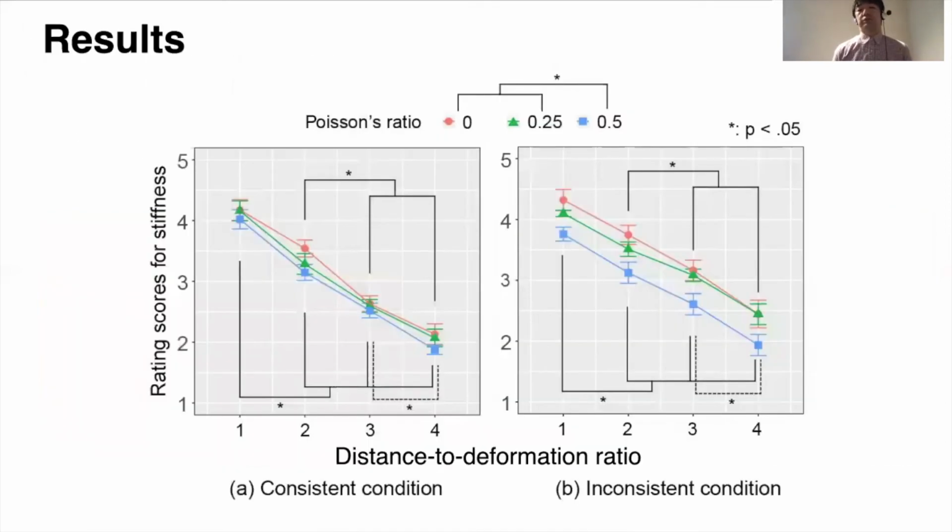Rating scores for stiffness are plotted as a function of distance to deformation ratio. The result shows that as the distance to deformation ratio increased, the rating score decreased. Second, a higher Poisson's ratio decreased the rating score for stiffness. Third, there were no significant differences between consistent and inconsistent conditions.